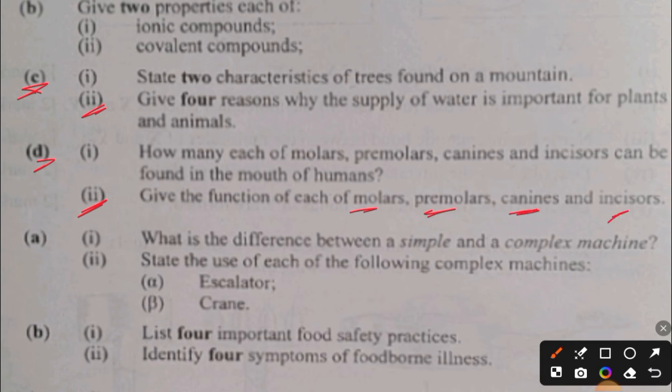The next question, question 4 or A. What's the difference between a simple machine and a complex machine? So a simple machine is a device that makes work easier by changing direction and magnitude of the force. While a complex machine is a combination of 2 or more simple machines working together to make work easier.